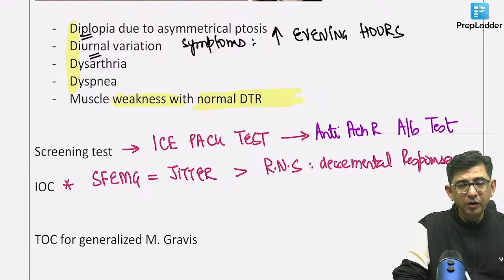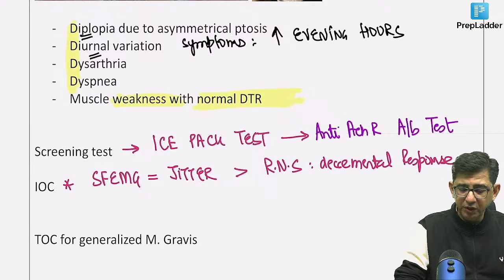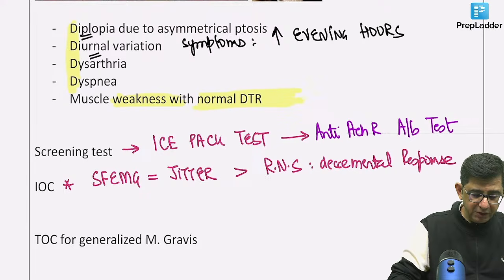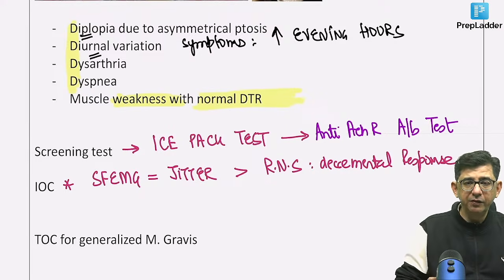And tensilon test is done in difficult to diagnose cases. Yes, it is specific, so the earlier one was sensitive. First we go for a sensitive test, then we go for a specific test for confirmation, and then overall the test which has a very high sensitivity and specificity and is practical also is single fiber electromyography. No, tensilon test is done if all of these are negative.